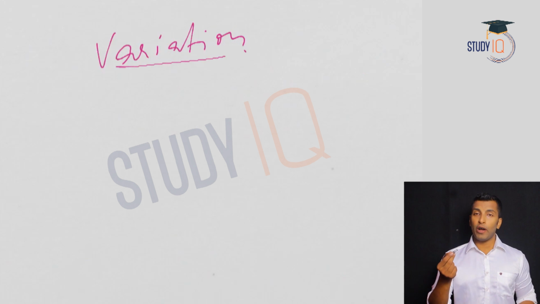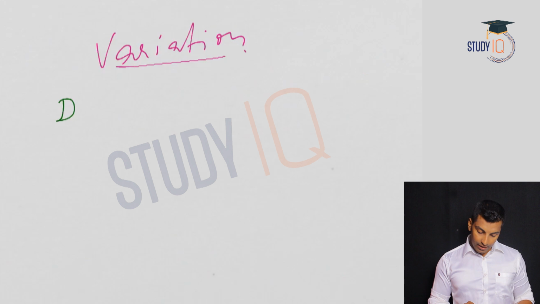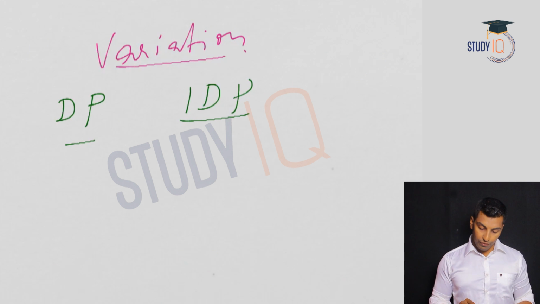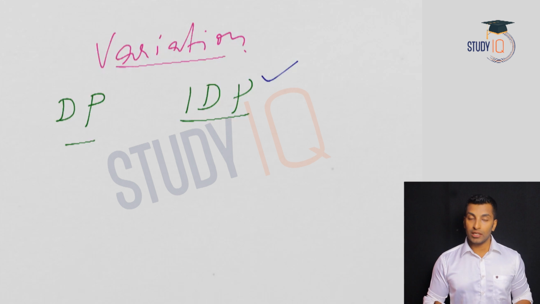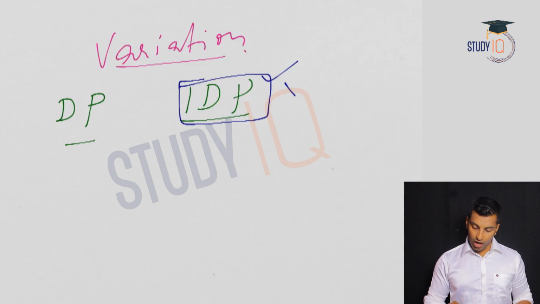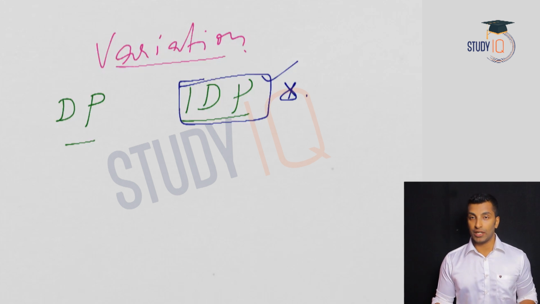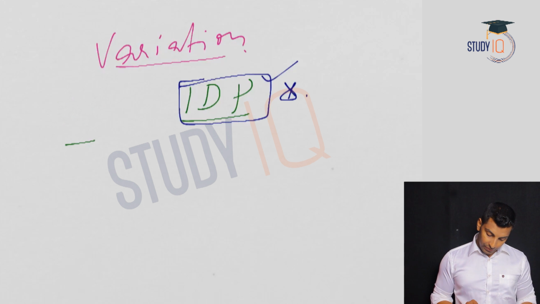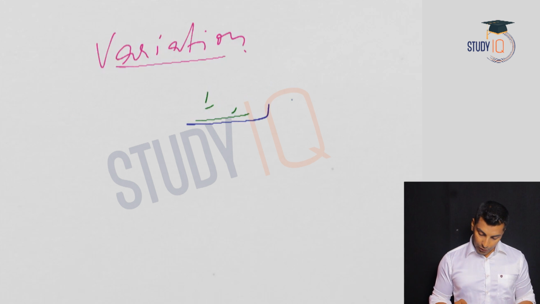Now, next we need to understand variation. Variation is very, very important. Variation means two points. One is direct proportion and next is indirect proportion. Out of this, indirect proportion is very, very important, and you will get a lot of questions from indirect proportion. So we'll understand both. So what do you mean by direct proportion?